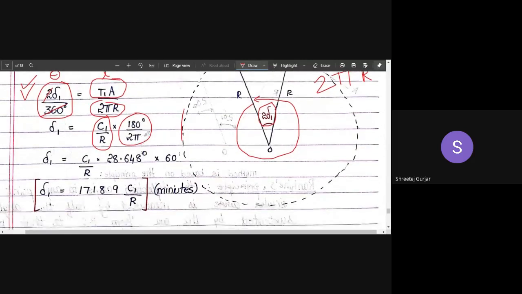So you can simplify this particular 180 by 2 pi. 180 divided by 2 pi, if you do, it will come as 28 degrees. Okay, so we will convert this degrees into minutes by multiplying it by 60, because usually this delta angle will be very small. It will be in terms of minutes. You will get 1718.9 C1 by R, in minutes. Okay, remember this answer is in minutes. So this answer that you get, delta 1, will be in terms of minutes.